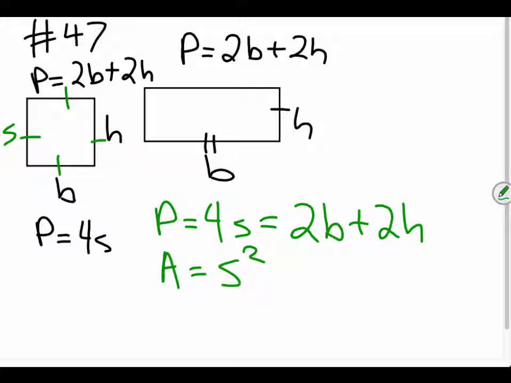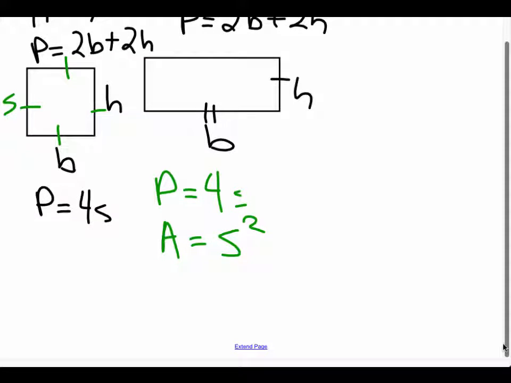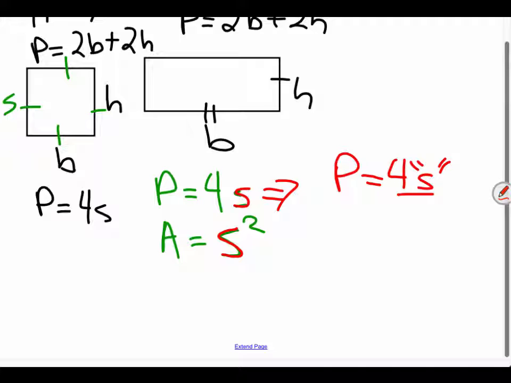Well, the clue here is, the second part doesn't really matter in this particular scenario, okay? But I know that the perimeter is 4 times s and the area is s squared. So if I take this equation, p equals 4 times s, and I solve for s, I divide both sides by 4, these cancel, and I get p over 4 is s.